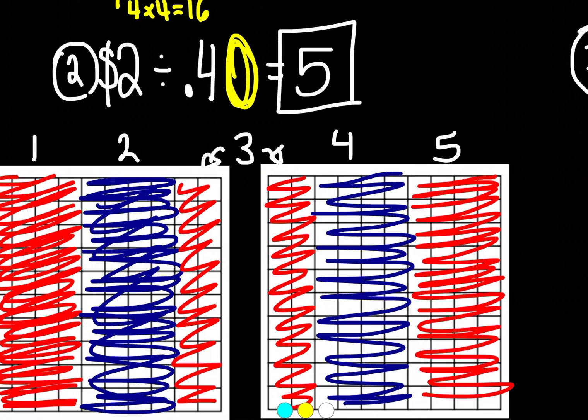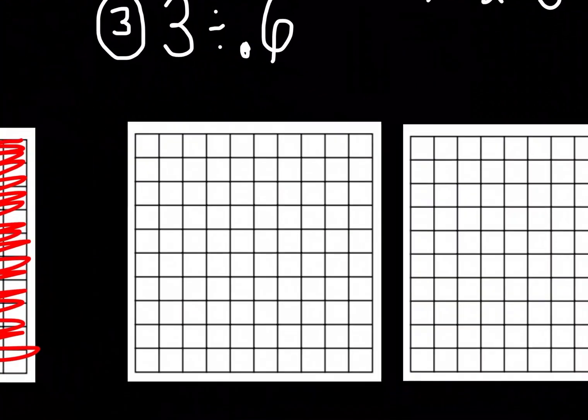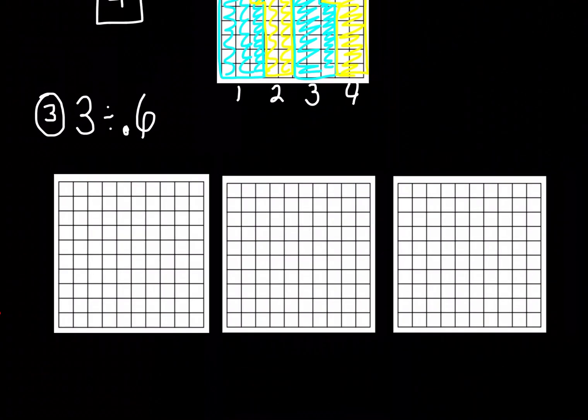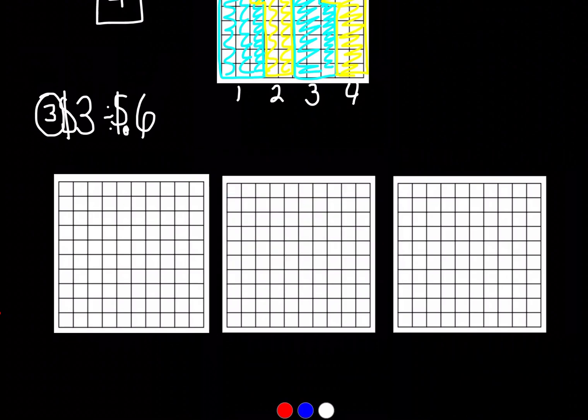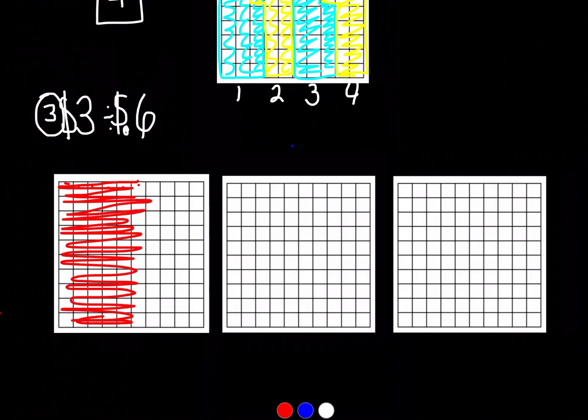My last one, I'm going to have 3 wholes for this, so I'm shading in $3, and I'm breaking it up into groups of 6 dimes or 60 hundredths. I'll change to red, and I'll change this one to blue so I don't have to keep changing back and forth. I'm going to shade in 6 tenths. So 1, 2, 3, 4, 5, 6. I'm going to shade that all in. If you get a little bit of overlap, it's not the end of the world.